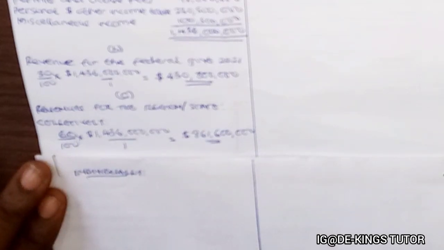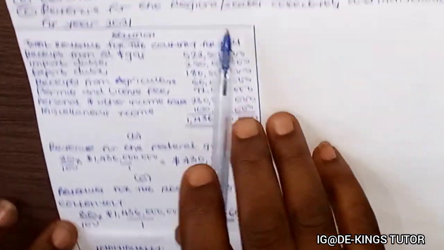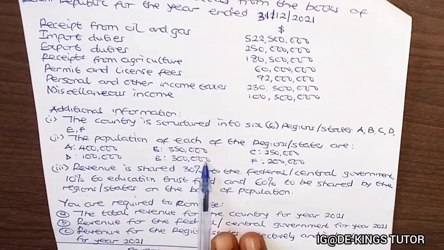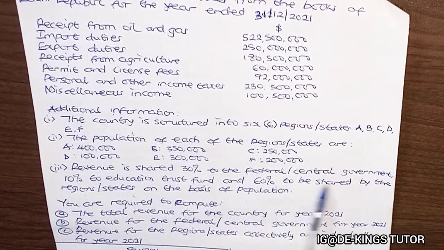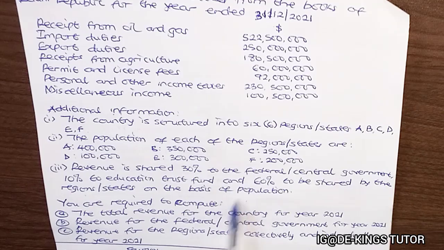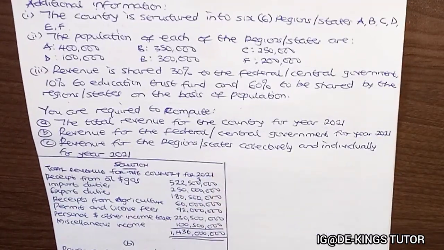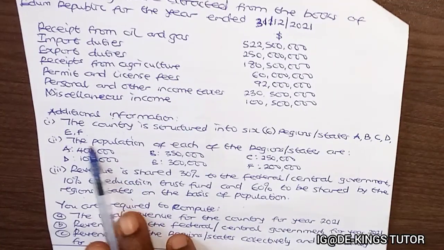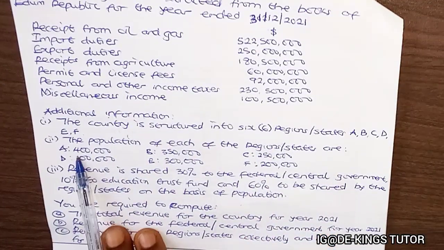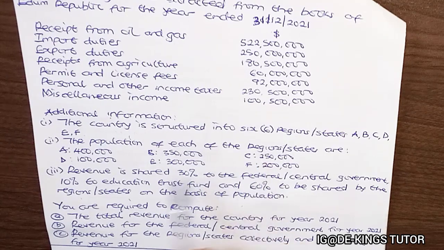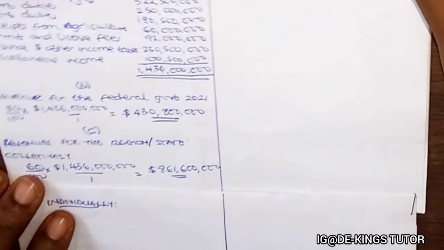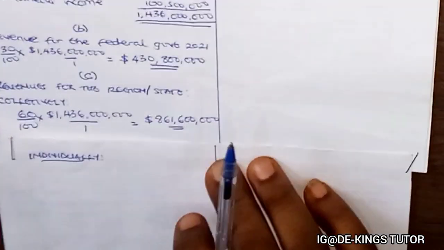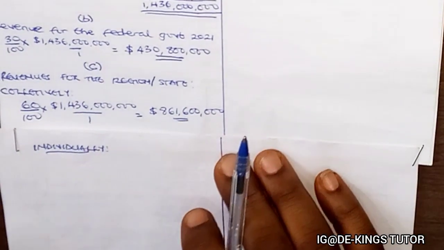The next one is individually. Remember, they said the revenue should be shared, 60% to be shared by the regions on the basis of population. So if they are sharing this individually, it will be on the basis of population, and they've given us the population. A 400,000, B 350,000, C 250,000, D 100,000, E 300,000, and F 200,000. So we're going to get the total population first.